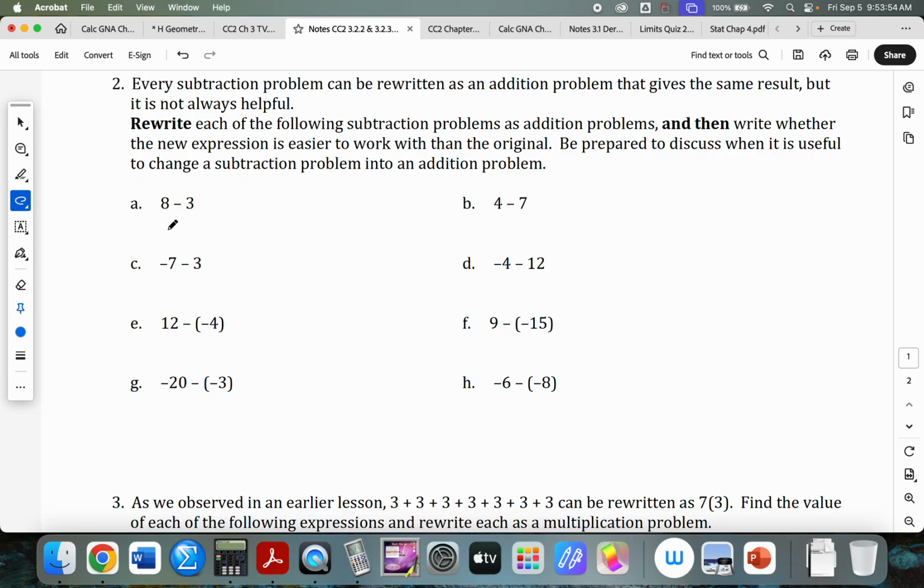So 8 minus 3, well, that's pretty easy, right? That's just 5. If I want to rewrite that, that would be 8 plus, what would I have to add? A negative 3, exactly right. And that would also be 5. Does that make the problem easier? No. I would say that's not any easier.